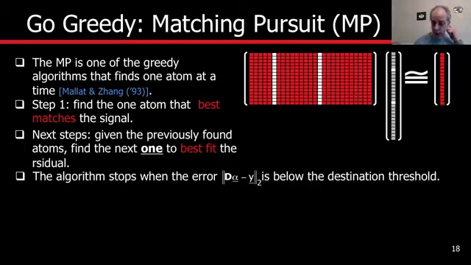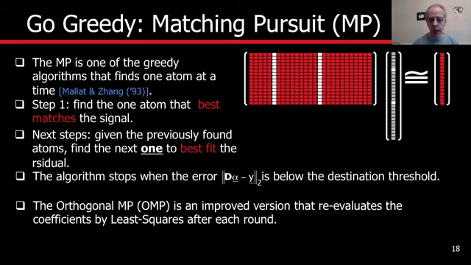Now, this is what I wrote here. You stop when your error is satisfied. There are some variations of this. The most important one is that every time you pick a new atom, you take again your signal Y and you project onto all the selected atoms. In other words, when I pick the first atom, I had a certain coefficient alpha here. When I pick the second atom, I got a certain coefficient. Now these two are already selected.